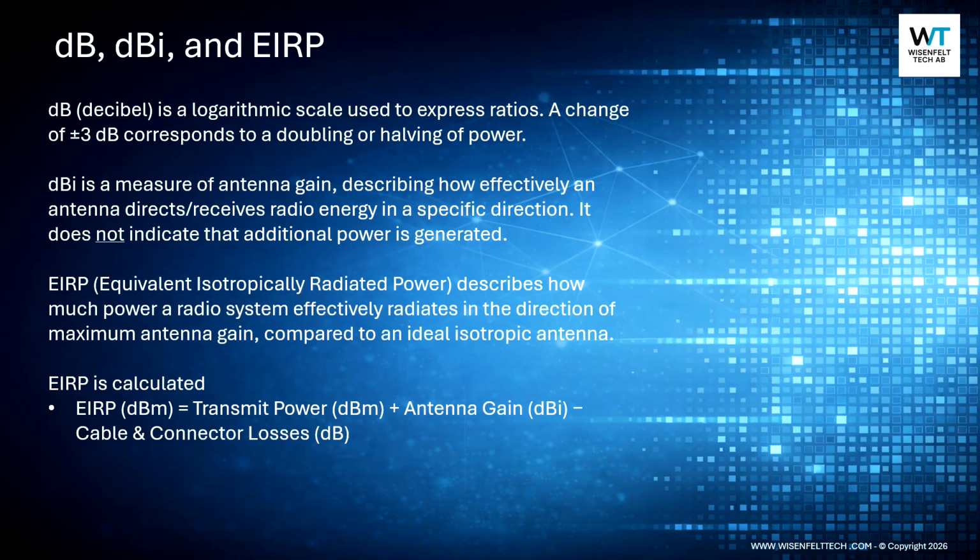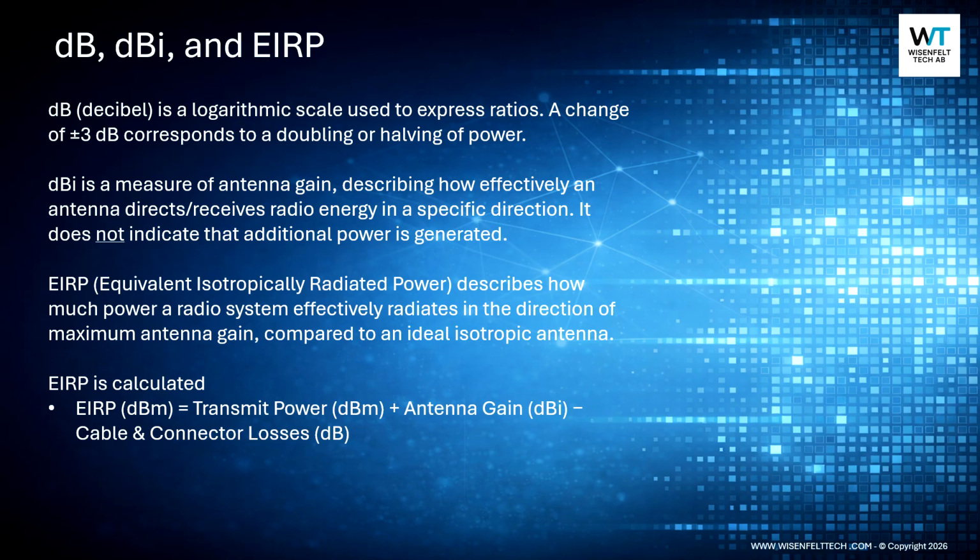Let's start with dB, or decibel. dB is a logarithmic scale used to compare power levels. A change of plus or minus 3 dB means that the power has either doubled or been reduced by half. Next is dBi. dBi describes antenna gain, meaning how effectively an antenna focuses or receives radio energy in a particular direction. It does not mean that the antenna creates more power. Instead, it shows how the existing power is redistributed in space.